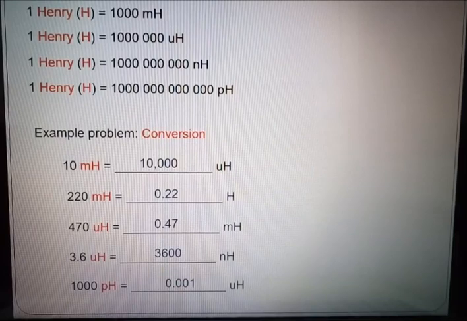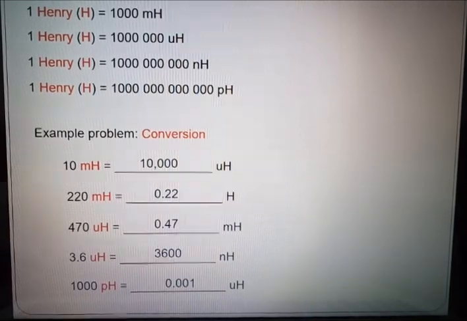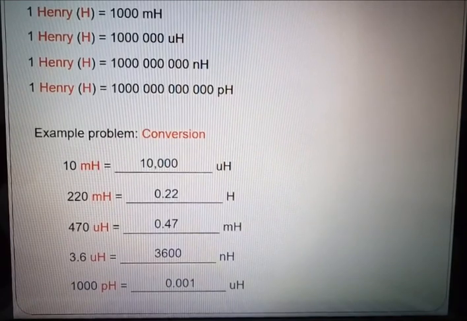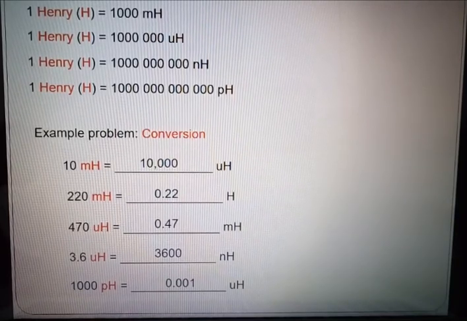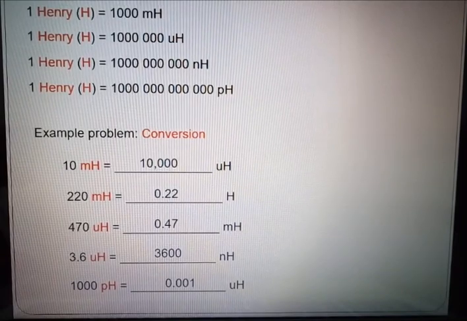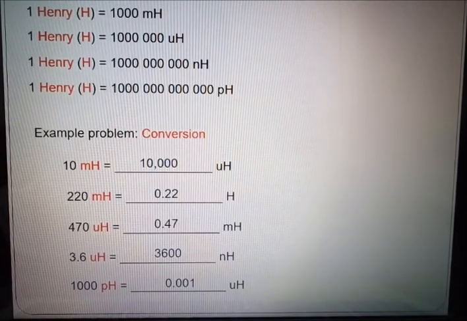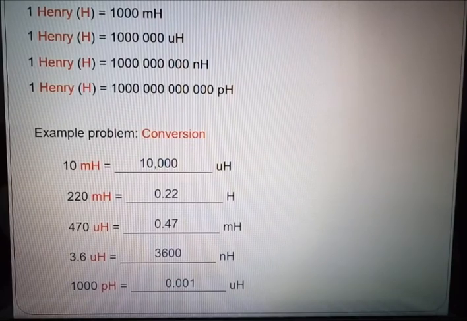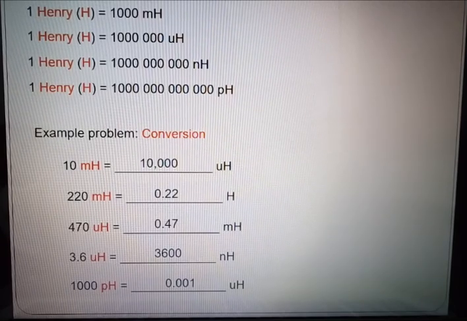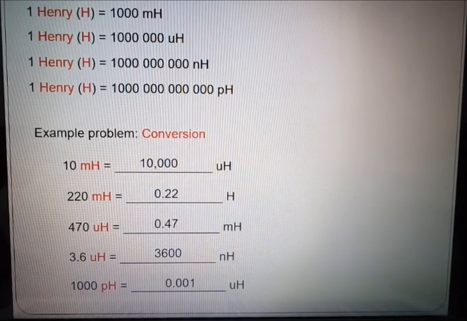Okay, so that's it. I hope you learned something about inductors and the conversion. Next lesson, I will show you how this conversion becomes 10 millihenry to 10,000 microhenry, or 220 millihenry to 0.22 henry, and 470 microhenry to 0.47 millihenry. So I will show you later on.